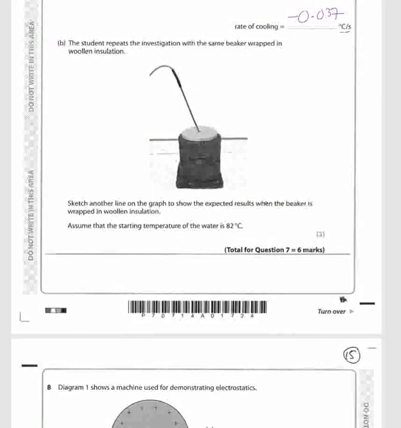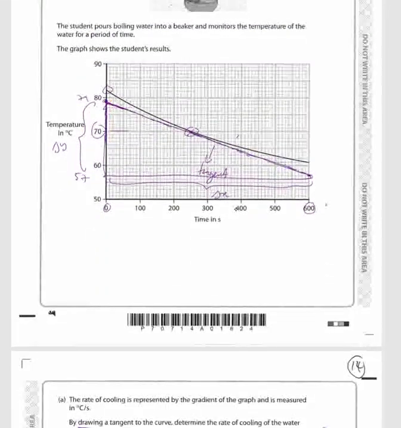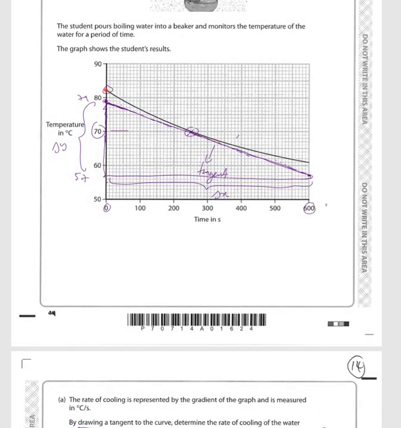Now this one here should be straightforward. It's going to start from 82, and we should be getting a curve as well. So I'll change the pen color to, say, red in this case. We're going to start at the same point. It's going to be a similar curve, but it's going to be above it, something like this. Again, it has to be a curve, same point. There we go. That's how it is.